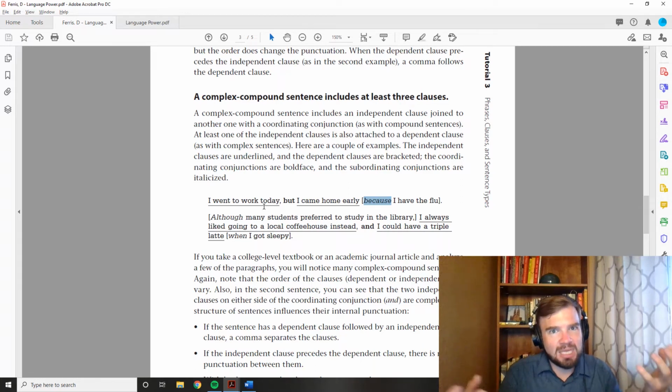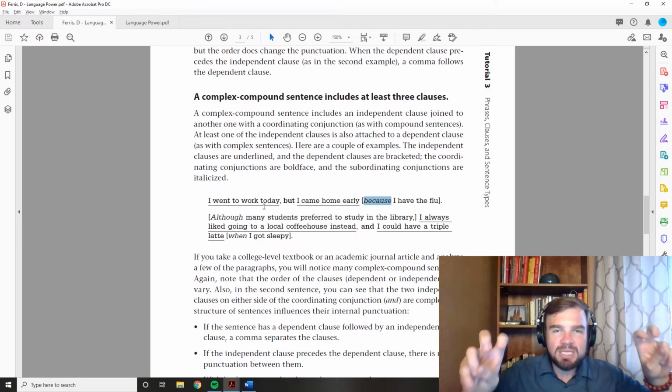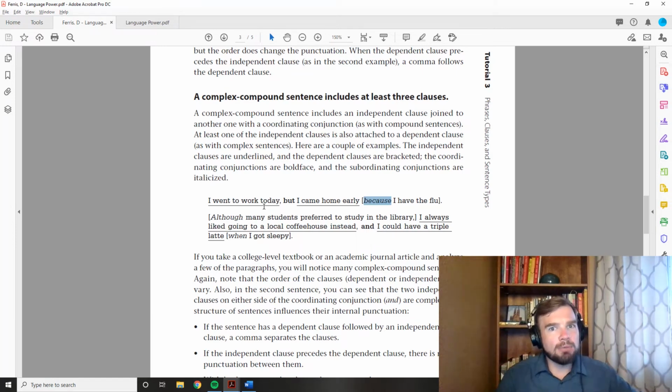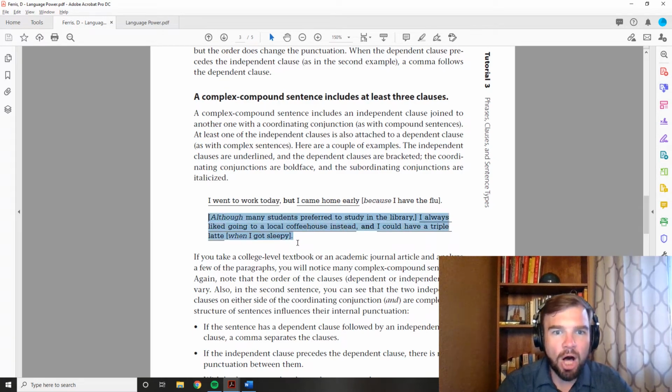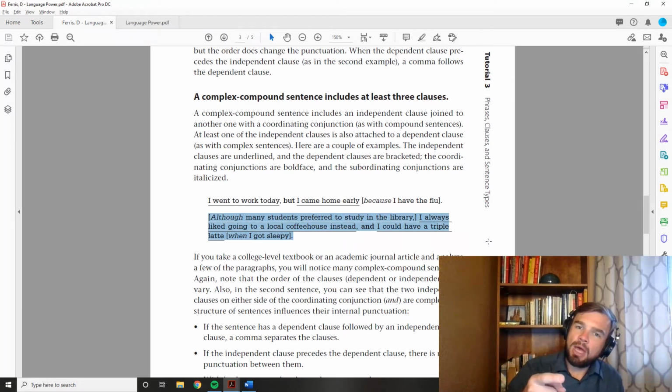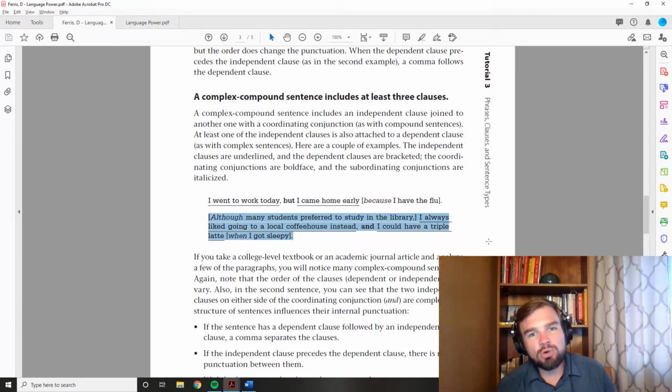It's just helpful to see a sort of normal sentence, but understand there's a lot going on, right? There's a lot of ideas going on underneath the words in terms of the structure of the sentence. Now we do have a longer example of a complex compound sentence, right? So, although many students preferred to study in the library, comma, I always liked going to a local coffee house instead, comma, and I could have a triple latte when I got sleepy.